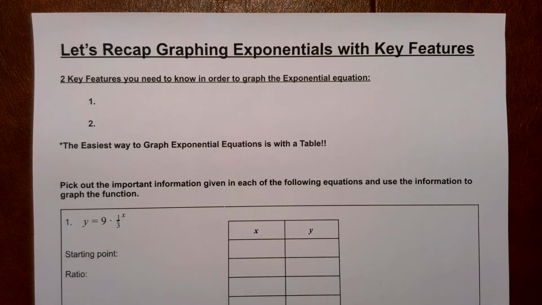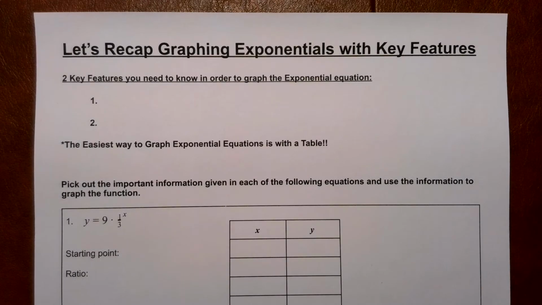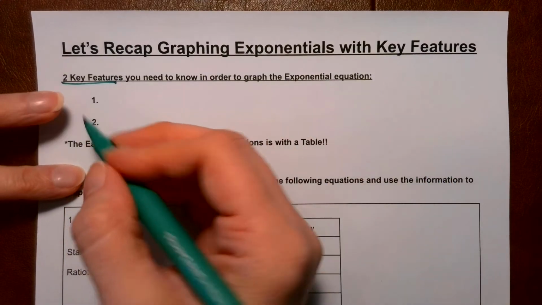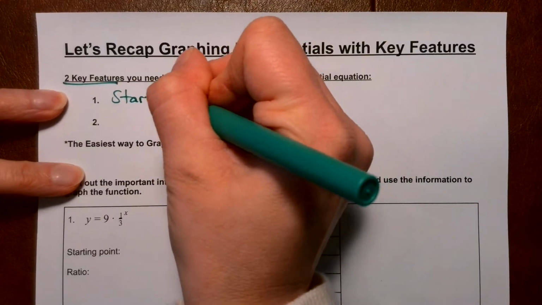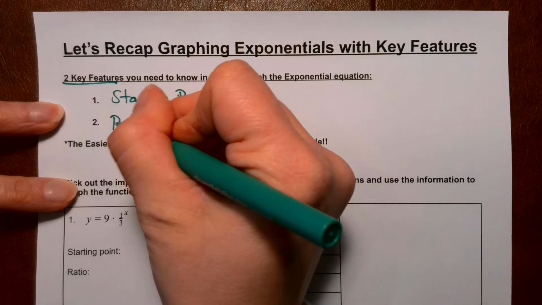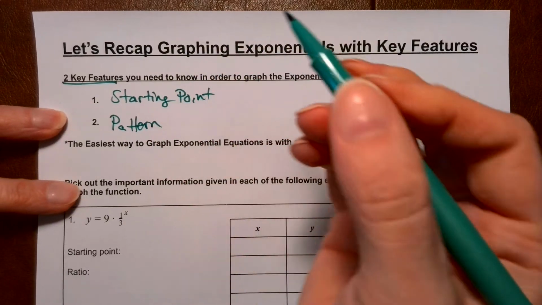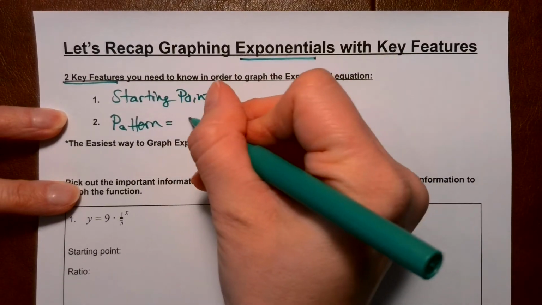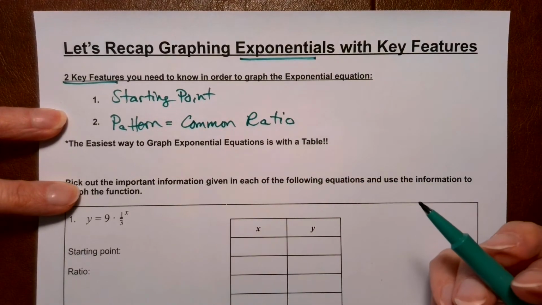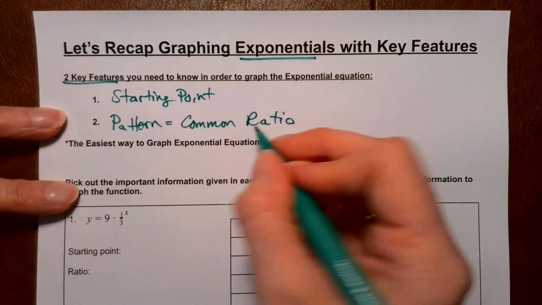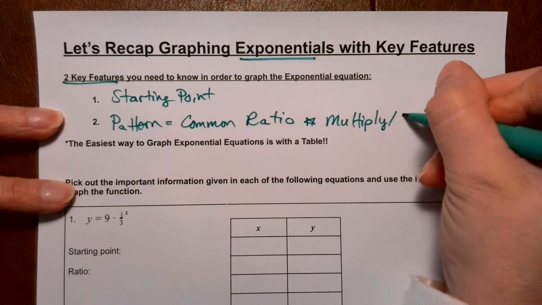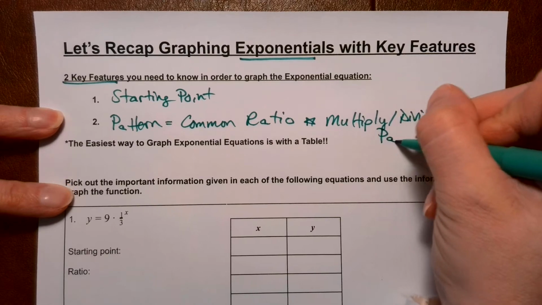Hey Math 1, let's recap how to graph exponential equations. There are still two key features you need to know whenever you want to graph something. We need to know our starting point, and we also need to know the pattern. Since it's exponential, we could call that the common ratio or the constant ratio. It's going to be a multiply pattern for sure. Multiply or divide pattern.